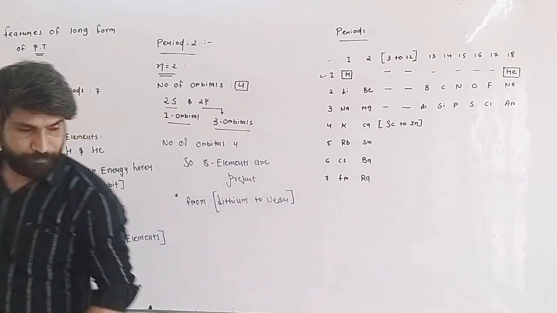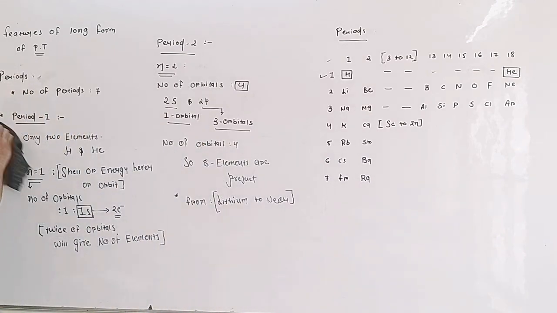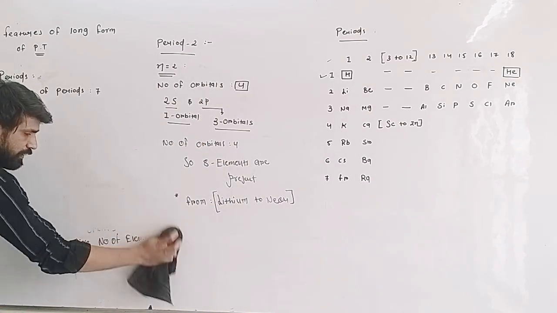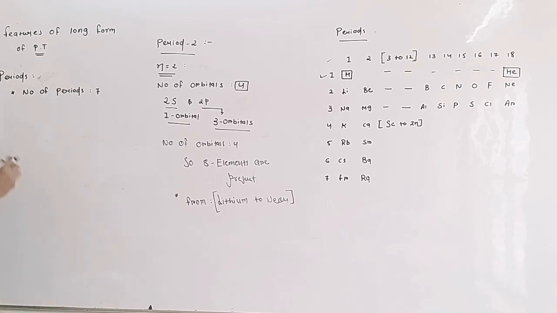One more example, for period number 3. Period number 3 means n is equal to 3, or no? Yes. So n is equal to 3 has 3s, then 3p and then 3d. Are you getting me? 3s, 3p and 3d are present.